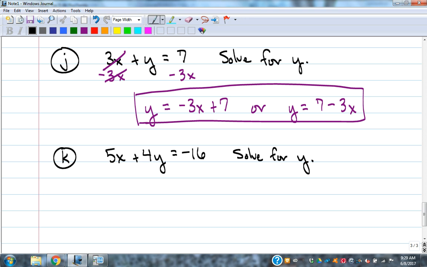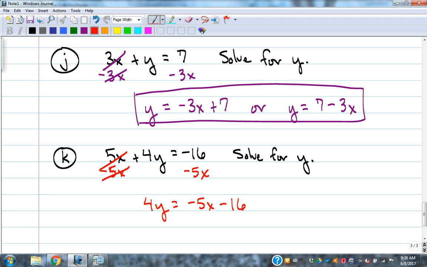So again, you're going to start with the idea: what variable am I trying to get by itself? Trying to get the y by itself, and what's not a y? The 5x. So we need to get rid of it. How do we get rid of it? That's right. Subtract it to take it to the right. That gets us 4y equals negative 5x minus 16 in this case.